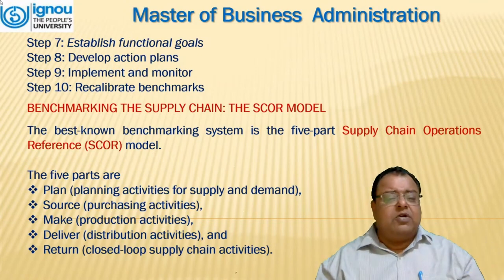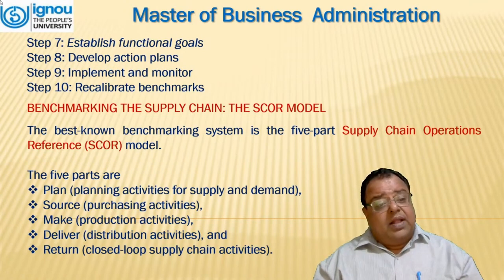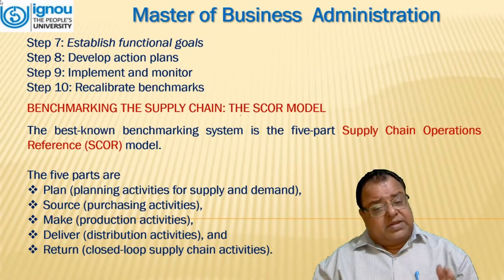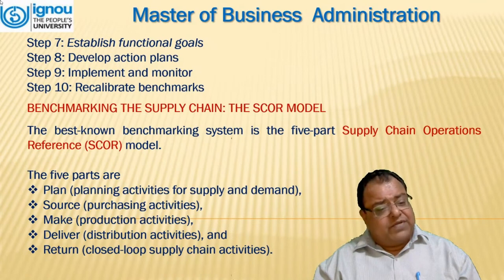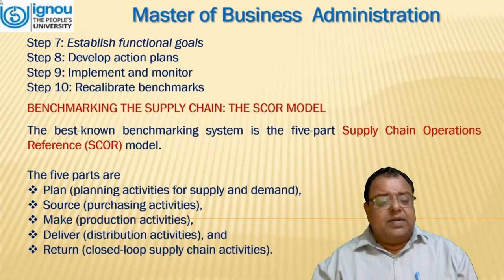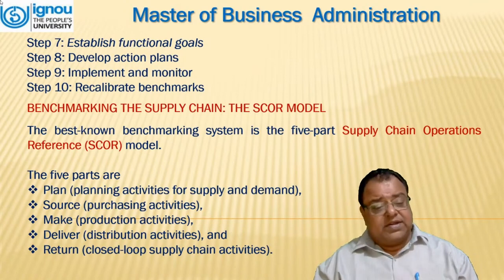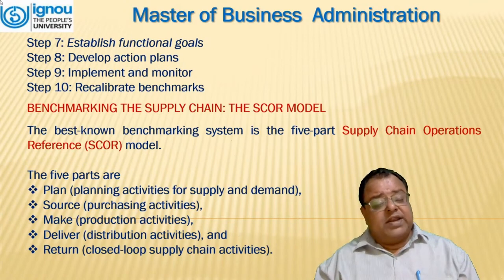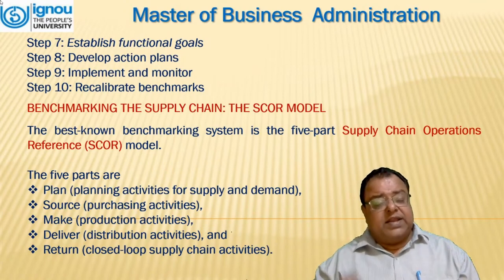Now, we will move on to benchmarking the supply chain, that is the SCOR model. The best known benchmarking system is the five-part Supply Chain Operations Reference, SCOR. The five parts are: plan, that is planning activities for supply and demand. Second is source, purchasing activities. Third is make, that is related to production activities. Fourth, deliver, that is deliveries and distribution activities. And return, that is closed loop supply chain activities.